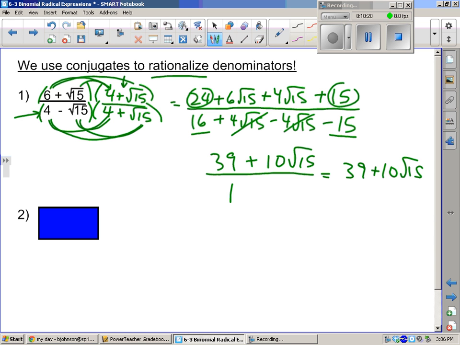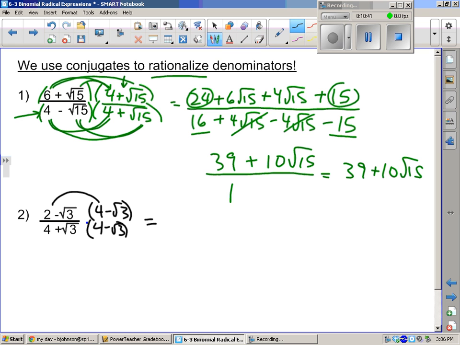Should we do another one? Maybe. There we go. All right, let's try this one. So we need to rationalize here. So I'm going to do the denominator again. It's going to be 4 minus root 3 on both. And now we just start foiling.